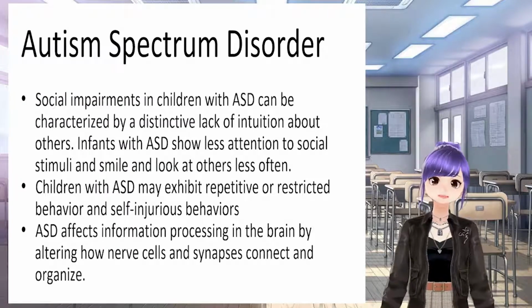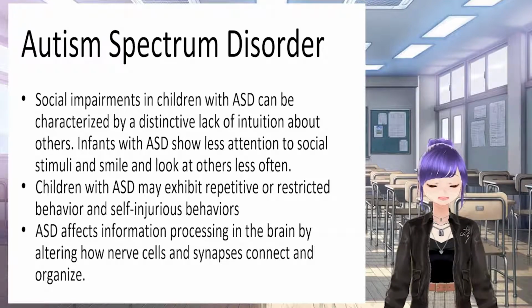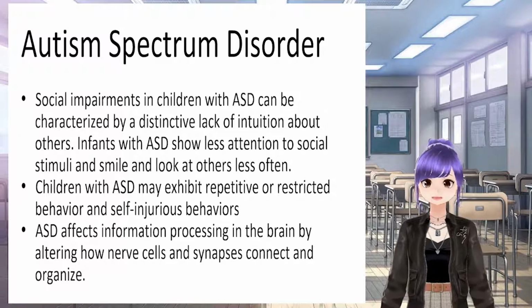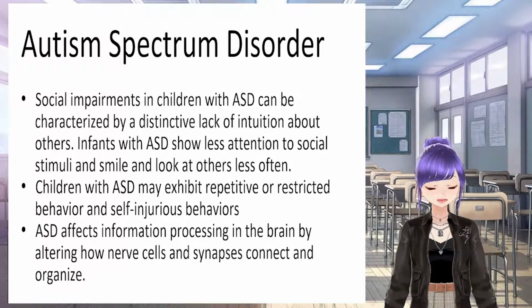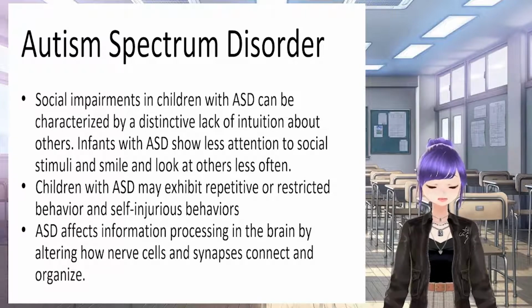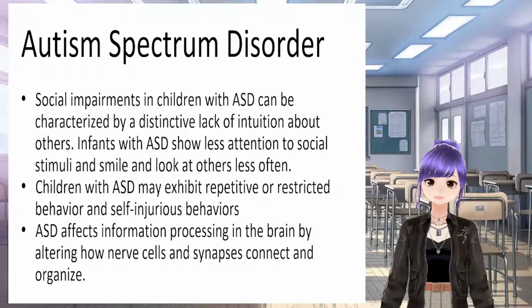Social impairments in childhood with ASD can be characterized by a distinct lack of intuition about others. Infants with ASD show less attention to social stimuli and smile and look at others less often. Children with ASD may exhibit repetitive or restricted behavior and self-injurious behaviors. So these repetitive or restricted behaviors can be, for example, stereotypies, which is repetitive movement, compulsive behavior, sameness or resistance to change, restricted behavior or limited focus of interest or activity, and self-injurious behaviors.